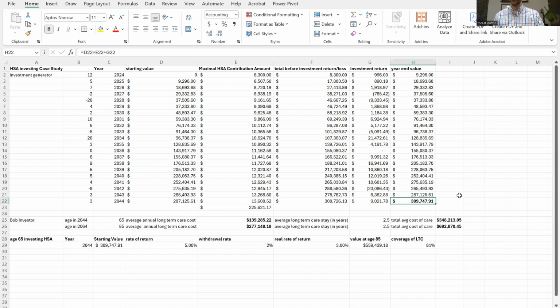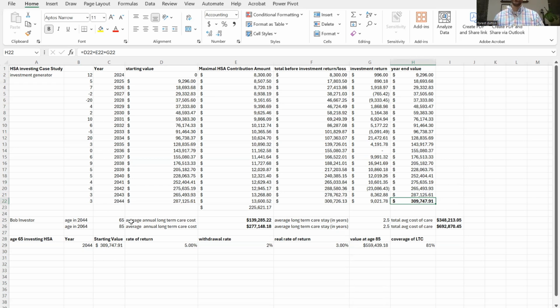And basically, what I want to show you here is that $309,000 in 2044, when you're age 65, is very, because of inflation, it's not as much as it is today. So one thing that a lot of people do when they think of an HSA is they think it's an alternative way to fund healthcare in retirement.